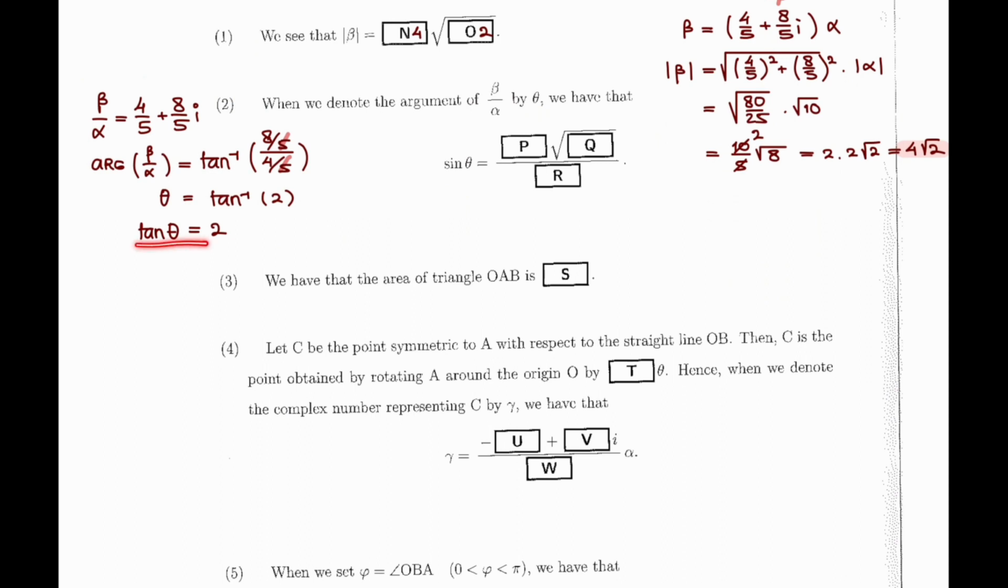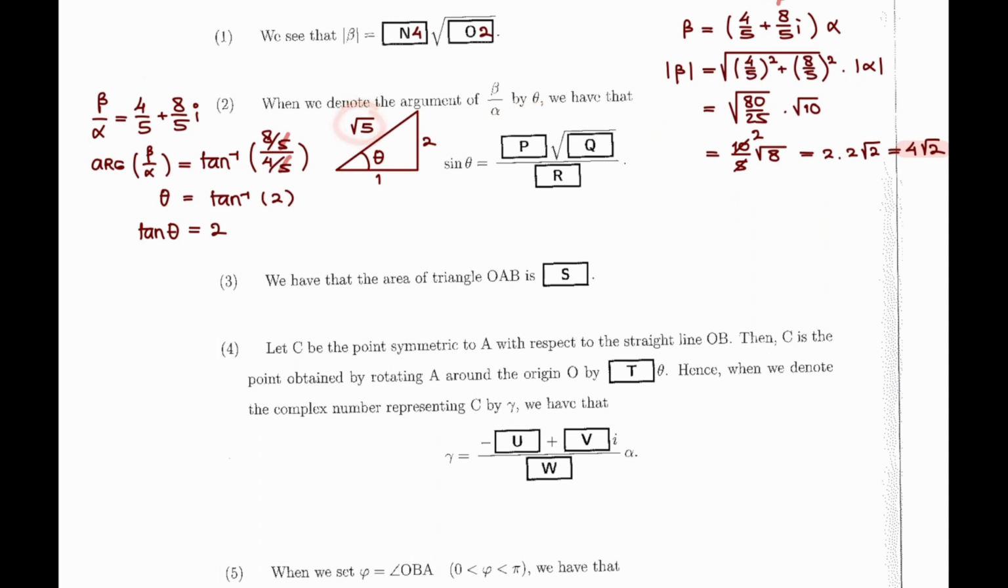Once I know tan theta, of course I can find sin theta. You can imagine a right angle triangle here. Imagine that this angle is theta, and tan theta is equal to 2. As you know, tan is opposite over adjacent. So the opposite side is 2 and the adjacent is 1. From here you can find the hypotenuse. Of course, you can use the simple Pythagoras theorem. The hypotenuse is square root of 5.